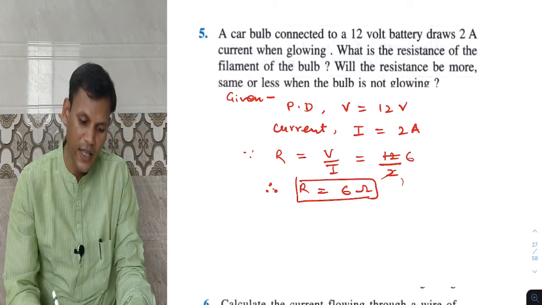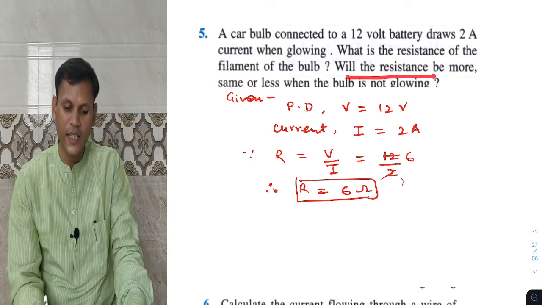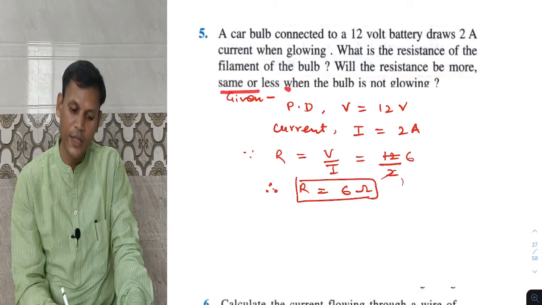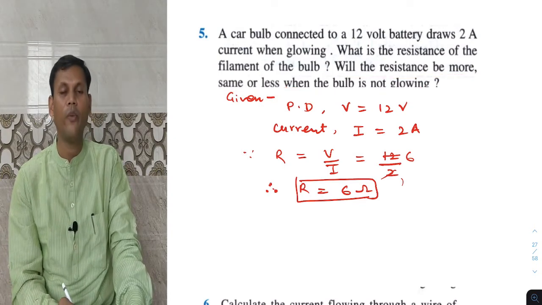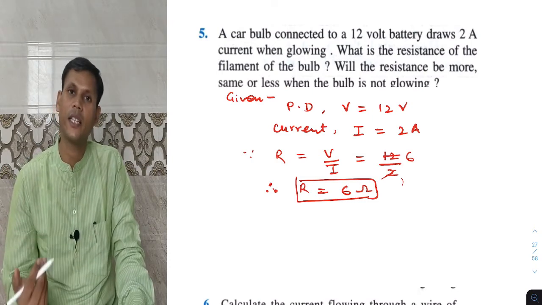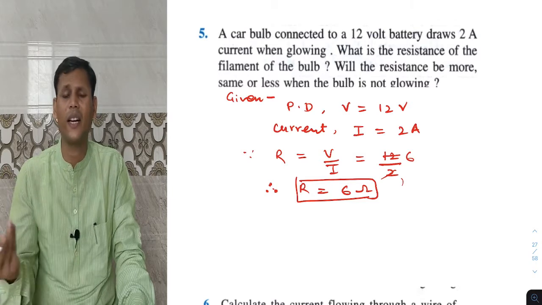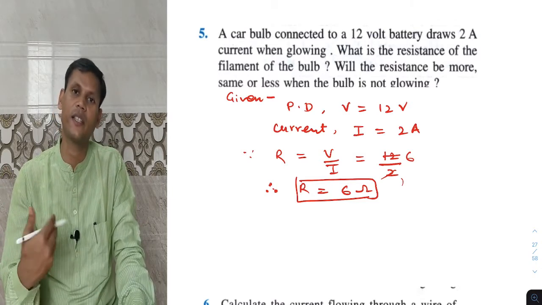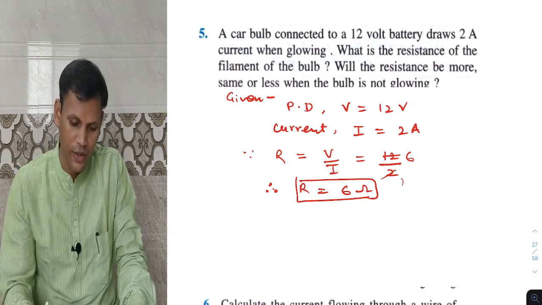In the second part, they are asking, will the resistance be more, same or less when the bulb is not glowing? When the bulb is not glowing, by that time resistance is infinite. It means current is not flowing in any conductor, then by that time resistance is infinite. Resistance is very large. Okay.